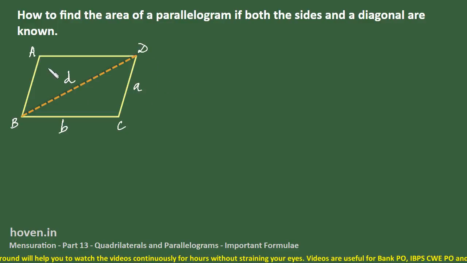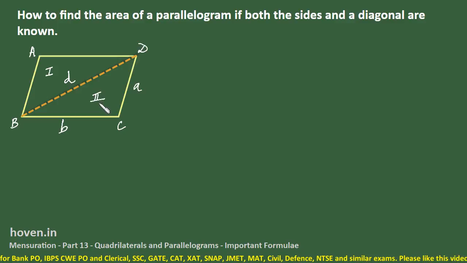And let me label, I show you that this parallelogram is split into two congruent triangles by this diagonal. So this upper part, this triangle 1, is exactly congruent to the lower triangle 2. Because these two triangles are congruent to each other, they have the same area.